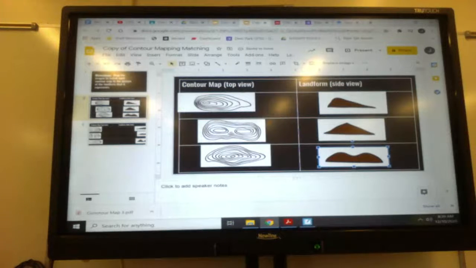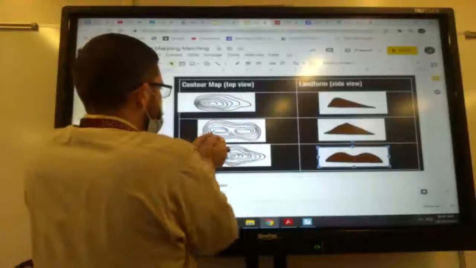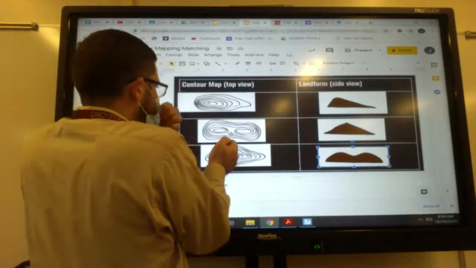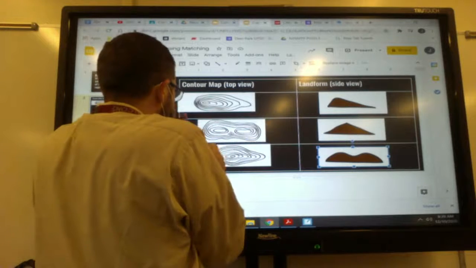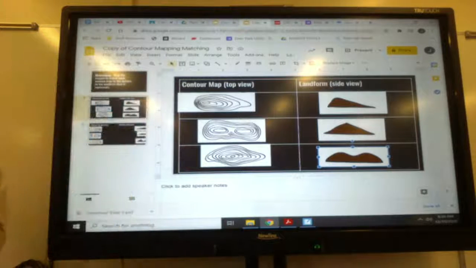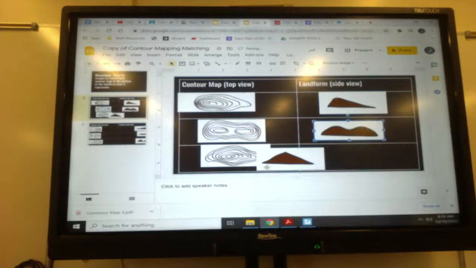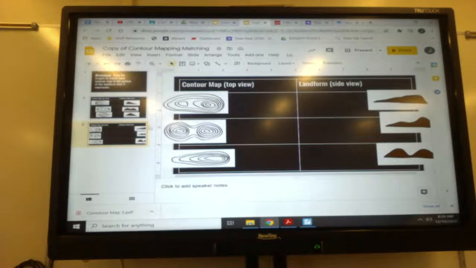What about this one here? This one here, I can tell I have two peaks, right? Because I have two inner circles here. Basically, the elevation is the same. The overall steepness is the same on both sides. What picture would that match up with? The last one. So move this, put this here, and obviously this one is here. All right, because the peak is in the middle as it is here. Good. All right, let's go on to the next one.